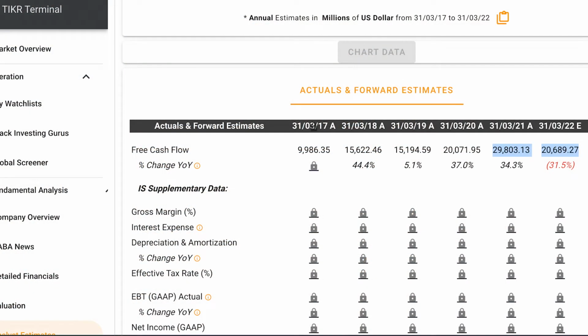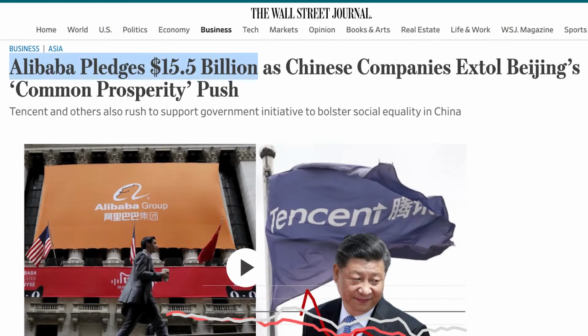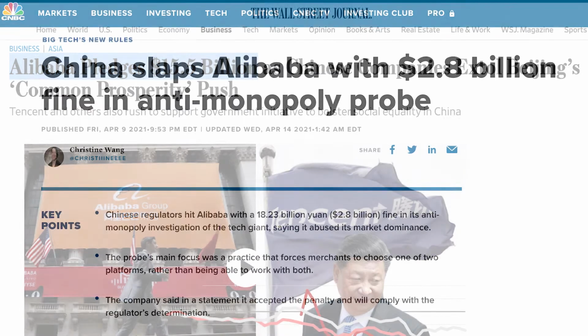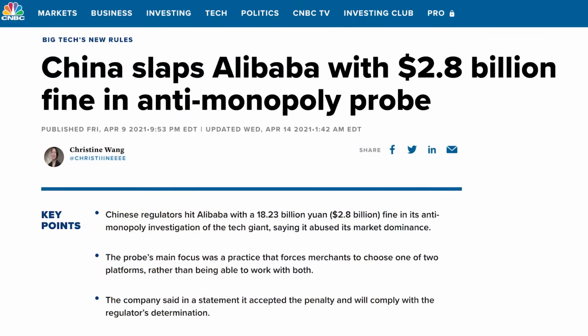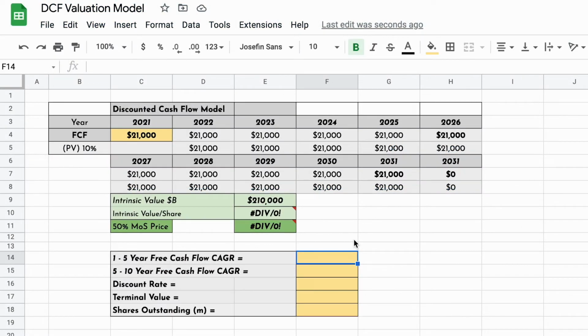We saw before Alibaba's free cash flow was down year on year by quite a lot. And if you didn't understand the business or follow it closely, this might seem concerning. Essentially, all that happened is Alibaba, along with Tencent, were asked to pledge around $15 billion to the Chinese government as a common prosperity gift to help underdeveloped regions in China. And then there was also a one-time fine of $3 billion for monopolistic behaviour. Because I've spent months researching Alibaba and I understand the business, I feel like this isn't really going to hurt Alibaba's business in the long term.